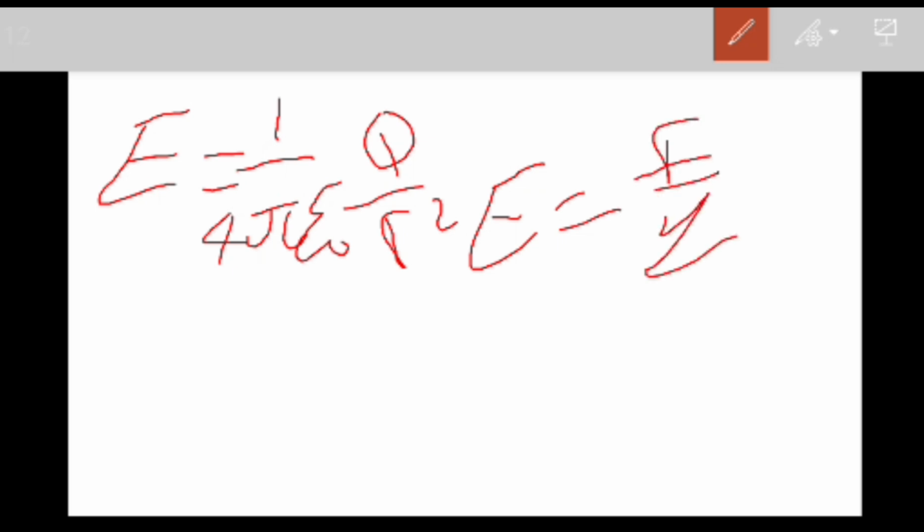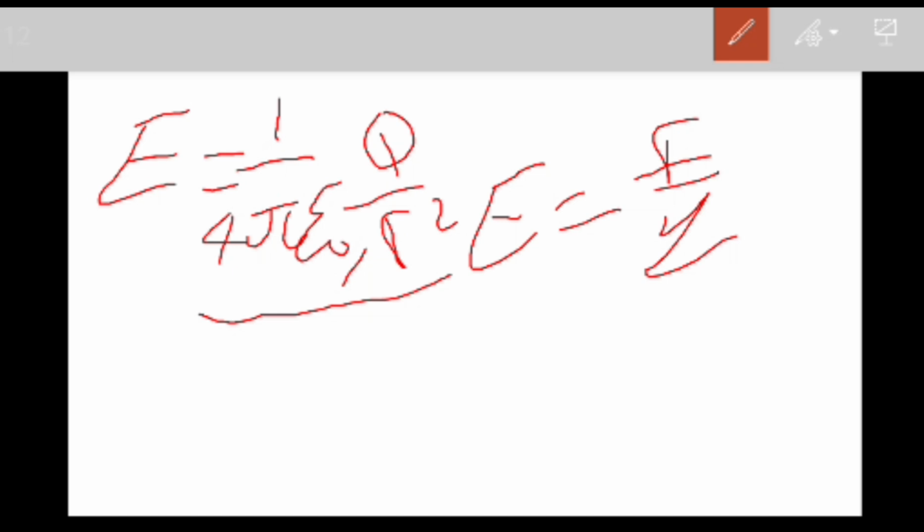Electric field, E, is equal to F over Q, where F is the electric force and Q is the test charge. For a point charge, we are going to be using this formula, where Q is the source charge, R is the distance from the charge, and this symbol is the permittivity of free space. So those are the formulas that we should know in this topic.